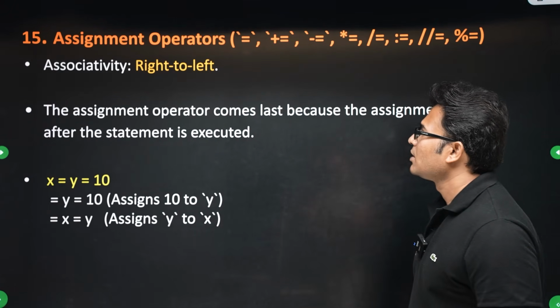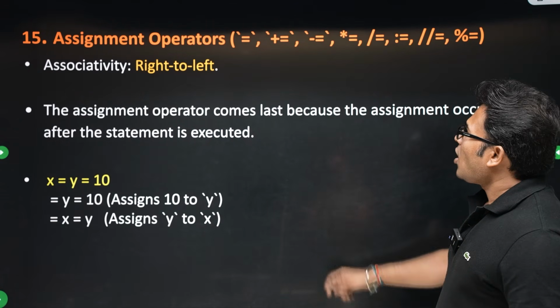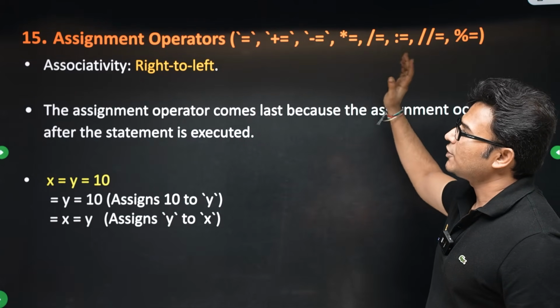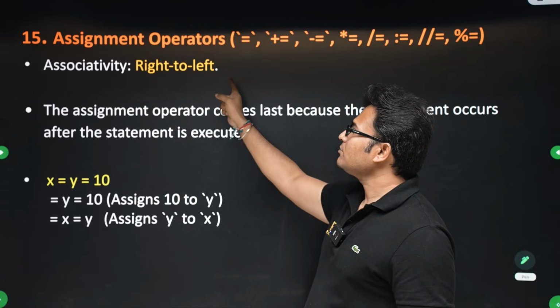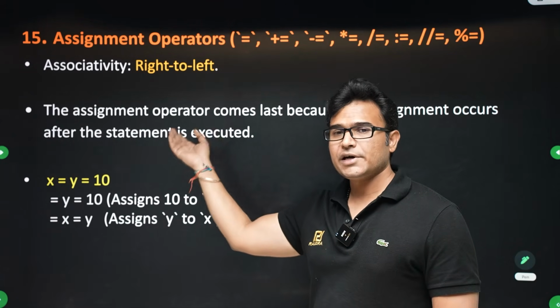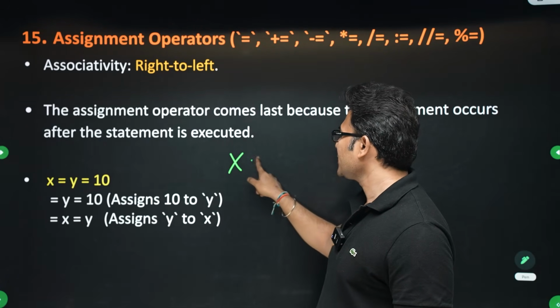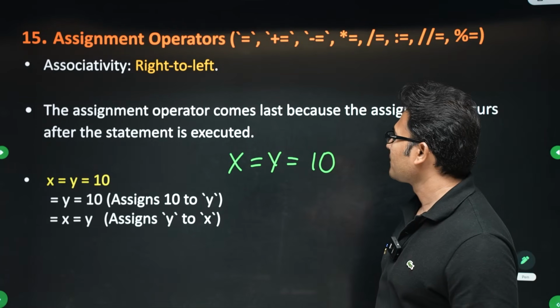Now, coming to assignment operators, all the assignment operators are of same priority. We have seen assignment operators earlier also. They are all of same priority, but associativity will be from right to left, which means right side will be given higher priority. What does that mean? For example, if you write like this, x equal to y equal to 10.